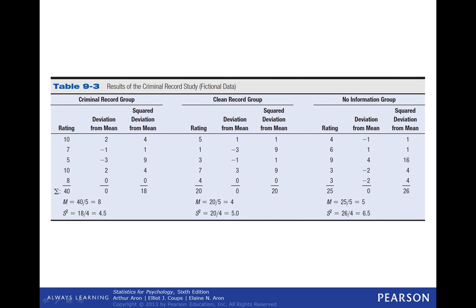So our variance for group 1, the criminal record group, would be 18 divided by the degrees of freedom, which would be 4 in this case, because we have 1, 2, 3, 4, 5 scores. So the variance is equal to the sum of squared deviations from the mean divided by the degrees of freedom. Our variance for our criminal record group is 4.5. Our variance for our clean record group is 5.0. And our variance for our no information group is 6.5.